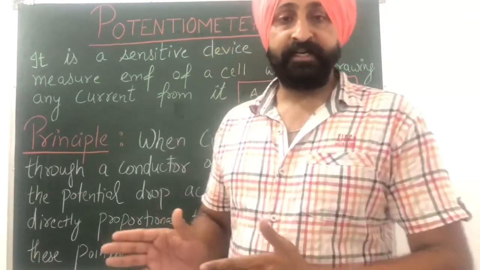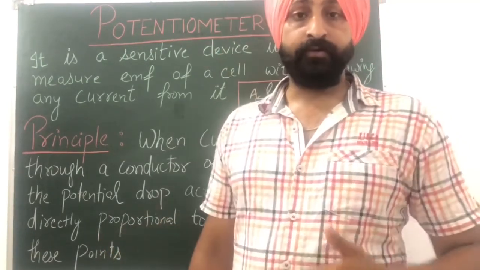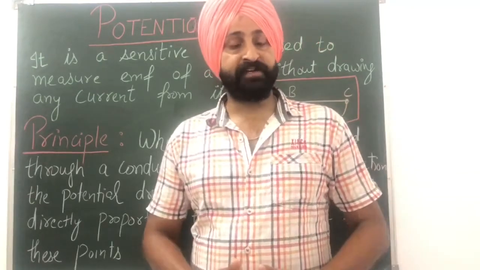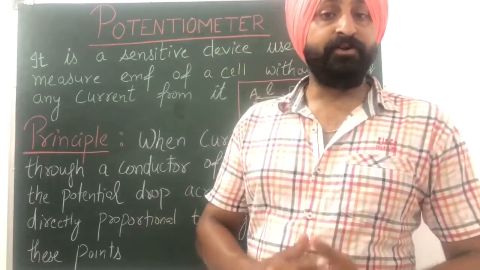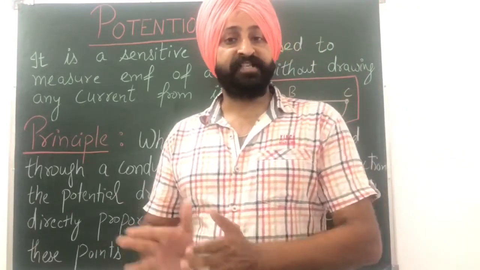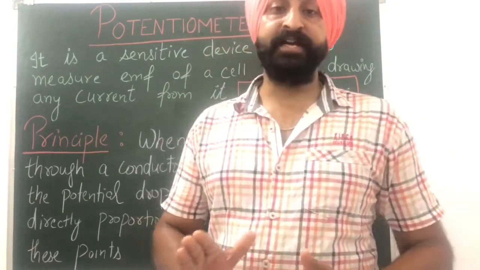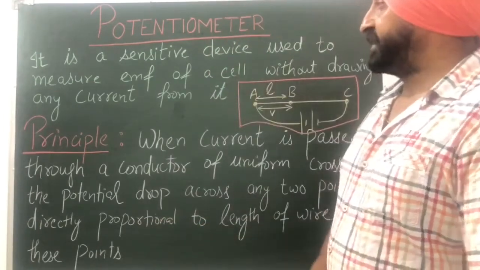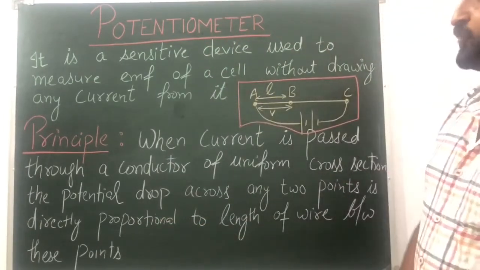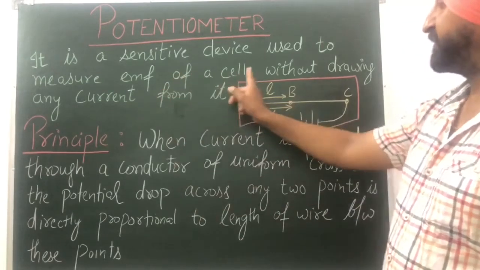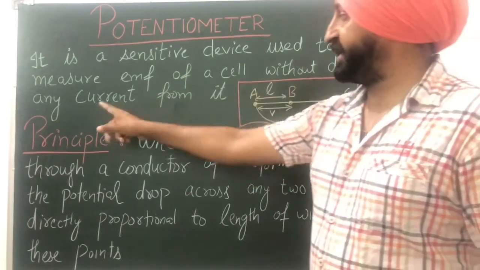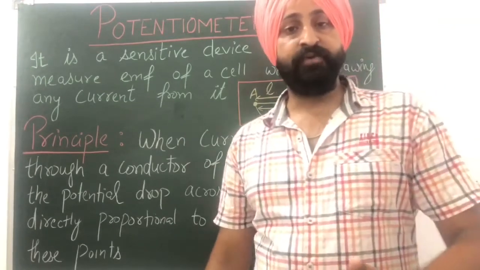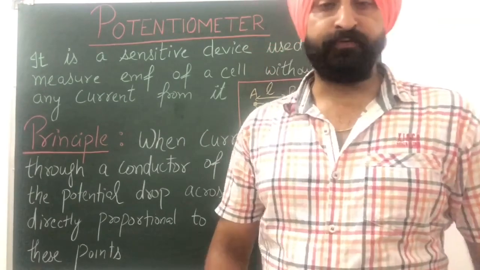So potentiometer is a sensitive device which will be used to measure the EMF, and the best thing about the potentiometer is that it will not be drawing any current from the source cell. So a potentiometer is a sensitive device which is used to measure the EMF of a cell without drawing any current from that particular cell.